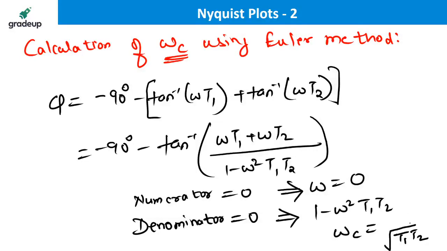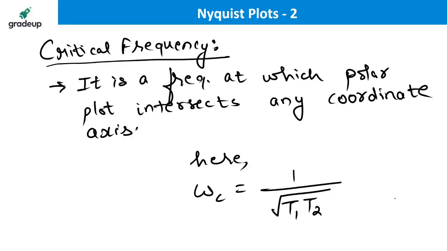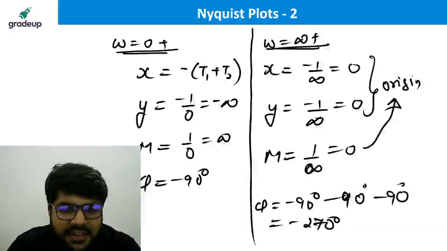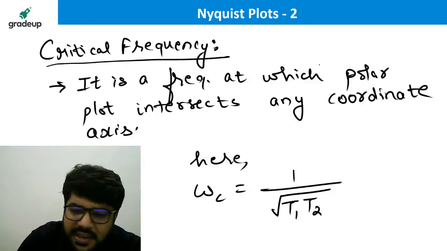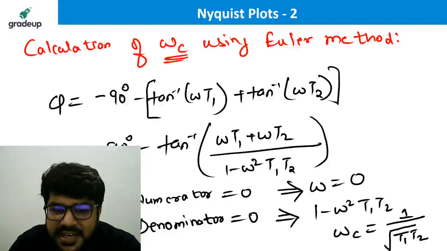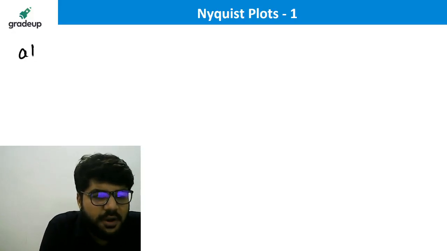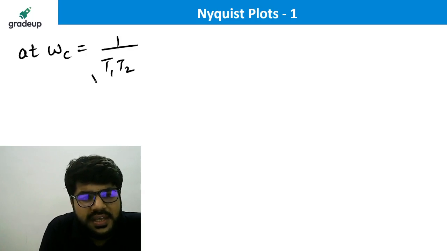Same value I am getting now that I have explained to you in the Cartesian step. But suppose the Cartesian steps are not done, and I am solving the problem only by Euler. I am getting the same answer, 1 upon under root t1 t2. Okay, so this is the critical frequency. But how did I define the critical frequency? It is a frequency at which you can intersect any coordinate axis. So which coordinate axis are you intersecting actually? That also can be obtained by Euler only. Omega c equal to 1 upon root t1 t2.